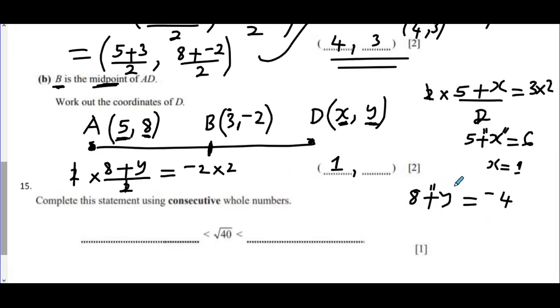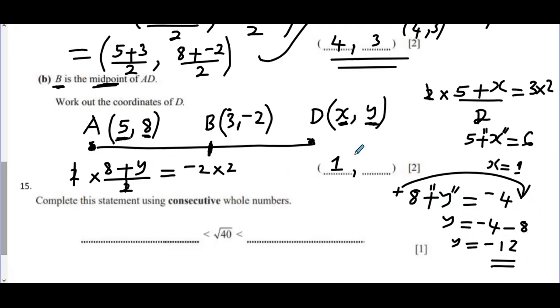What is the value of y? You can do it mentally, or you can just take this positive 8 and put it on this side. When positive 8 goes there, it will be minus 8. And this will be y equals negative 12. Okay, so the missing number here will be negative 12. So the missing point here will be 1 comma negative 12. So let us try to check if our calculation went correct.